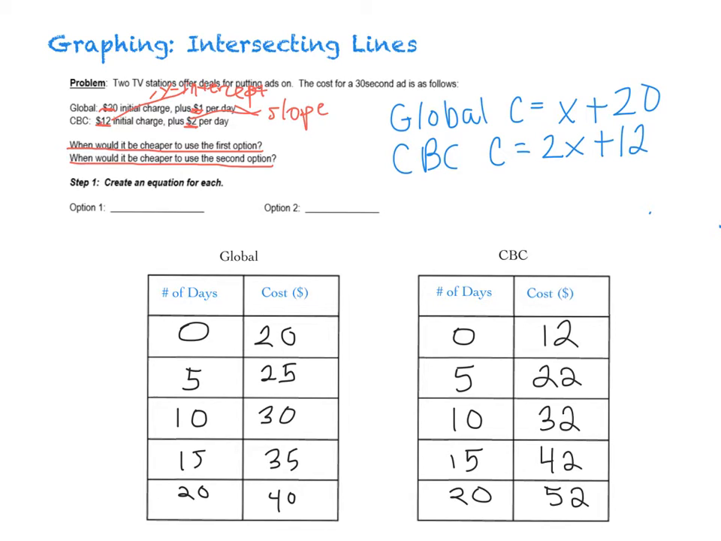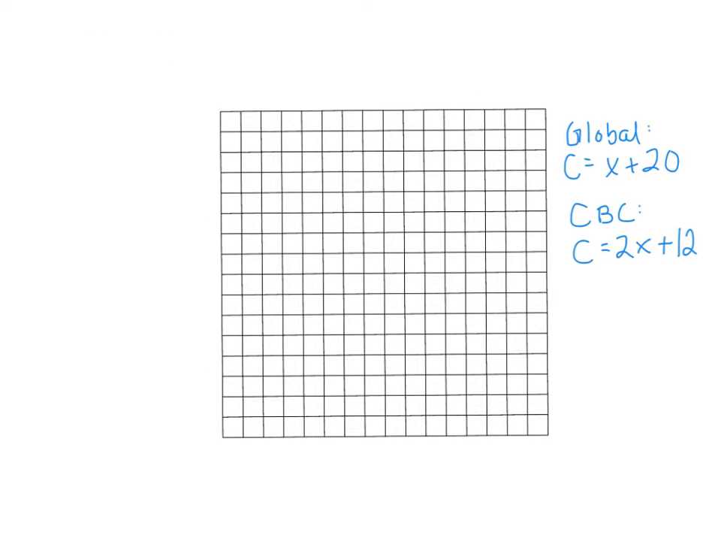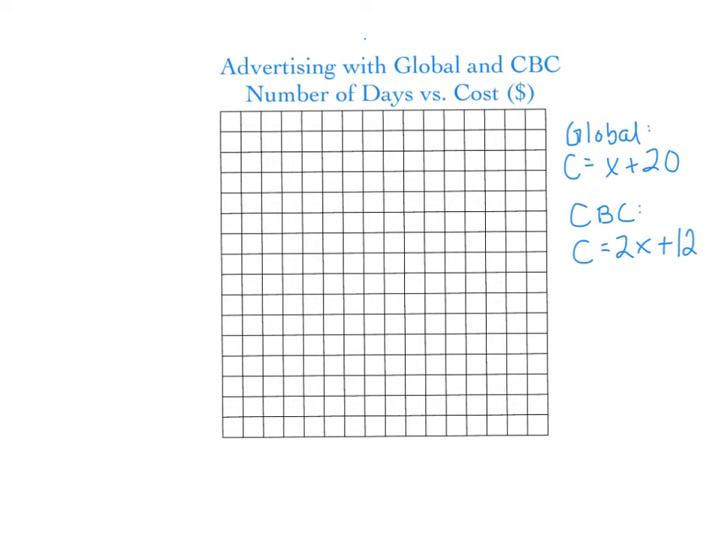And we've thus finished writing our tables of values, and now we can go on to graphing these equations. So to graph the two equations, I'm going to have to create a title for my graph first. So I'm going to make the title Advertising with Global and CBC: Number of Days versus Cost. I now need to label my y and x axis. And I've labeled my y-axis cost and my x-axis number of days.